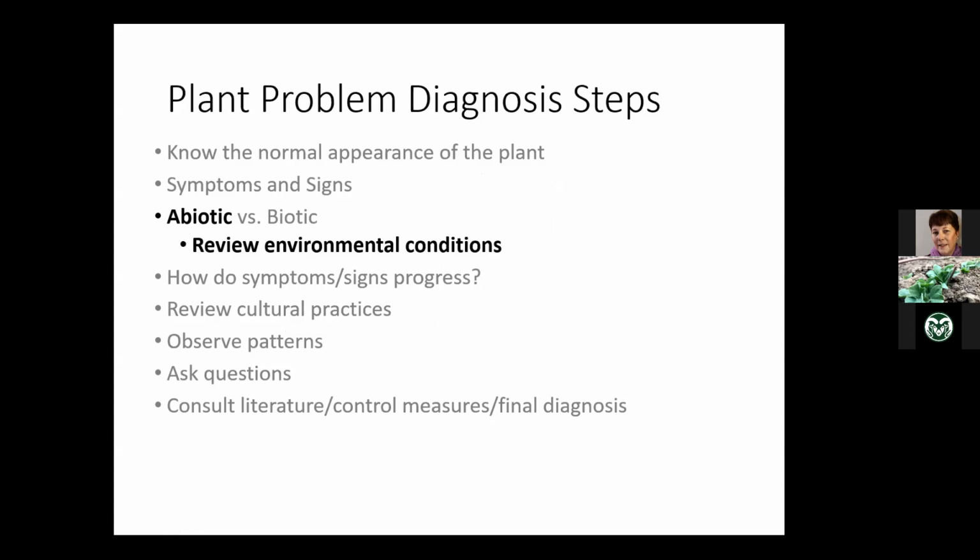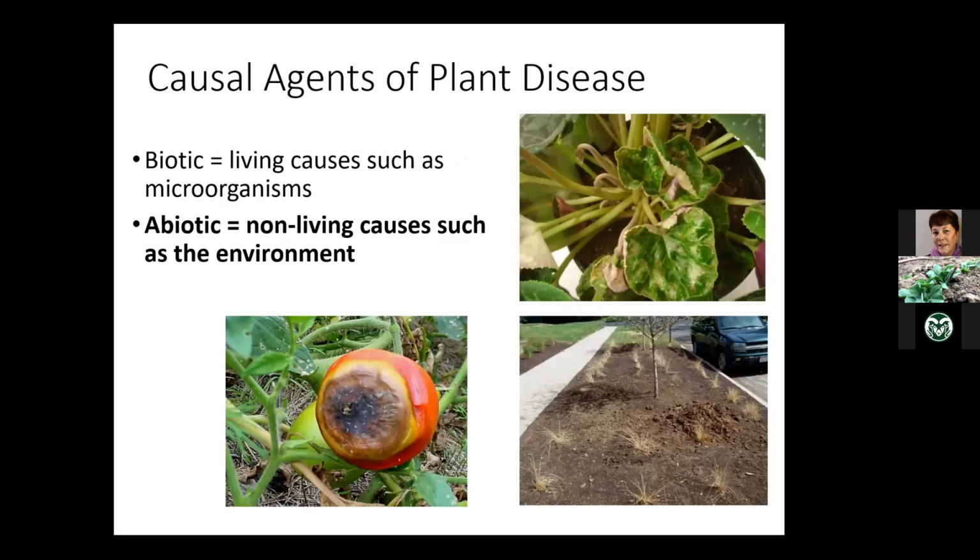All right, so let's talk about abiotic versus biotic. Abiotic are what we consider non-living causes of plant problems, such as the environment. These would be things like temperature, snow, nutrients, and different things like that. This is what we're going to focus on through the rest of the morning. The biotic problems are the living organisms: fungi, bacteria, viruses, phytoplasmas, nematodes, and we'll talk about those in the afternoon. So this morning, we're going to focus on abiotic causes, the non-living causes of what's going on in the environment.